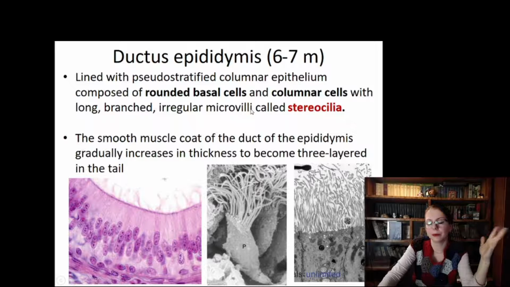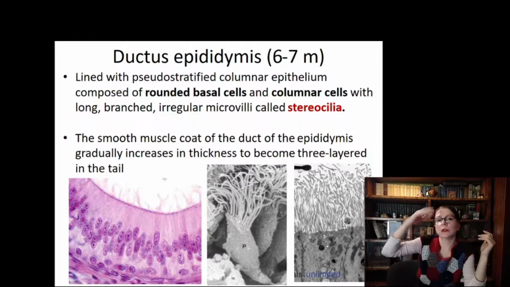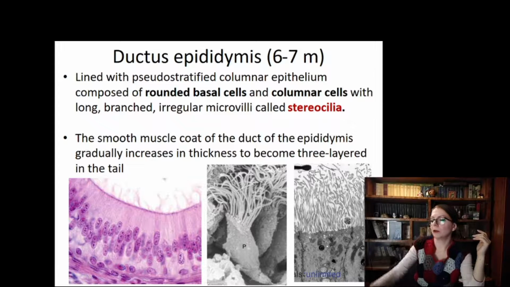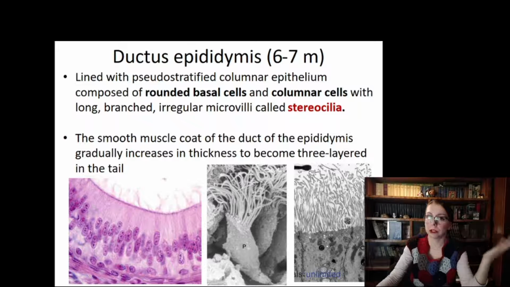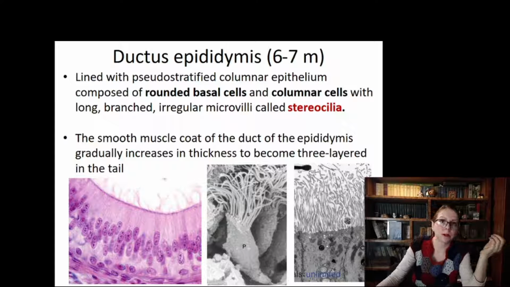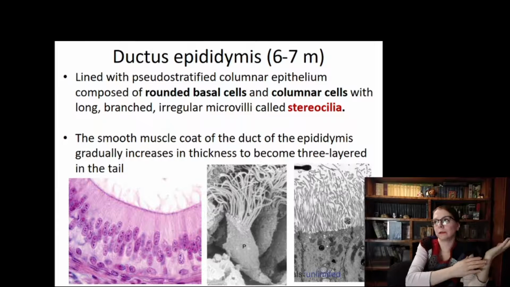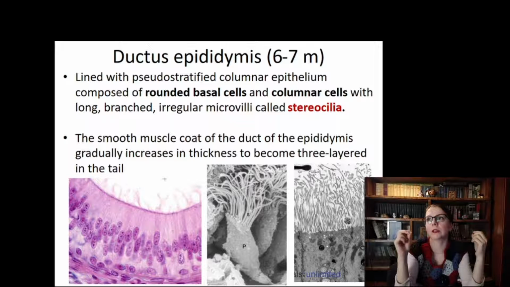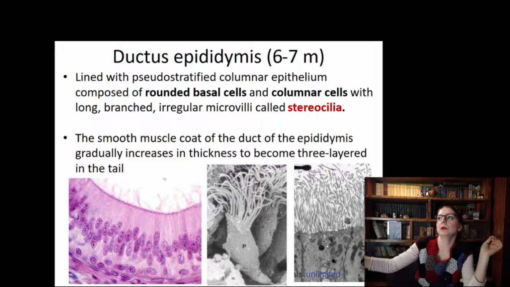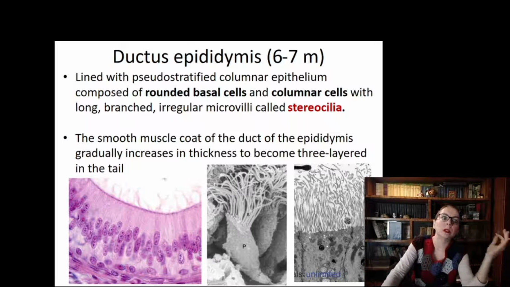So please pay attention and do not confuse, because it was thought this is the cilia, but after transmission electron microscopy investigation, it was understood that really this is the microvilli, but the name was preserved as the stereocilia. The name was not changed. Okay, so the smooth muscle coat increases its thickness from the beginning till the end, because in the ductus deferens, in the vas deferens, smooth muscle cells are arranged in 3 layers. So along those 7 meters, we can see continuous increases in the thickness of smooth muscle layer.